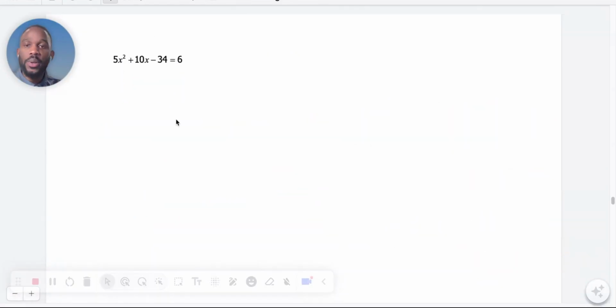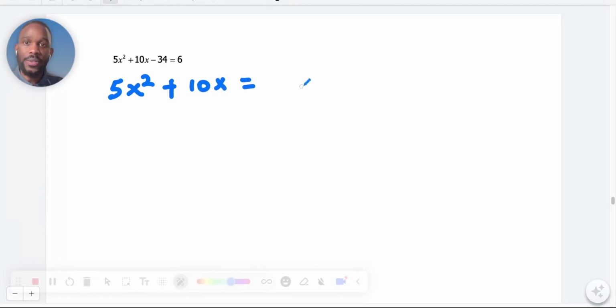All right, let's look at another example where we're given the value of a being greater than 1. Okay, so look at this example. I would collect like terms, right? Check this. So this is the same as 5x squared plus 10x being equal to 40.